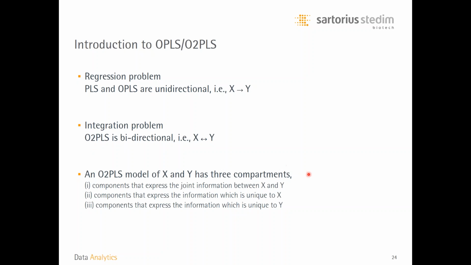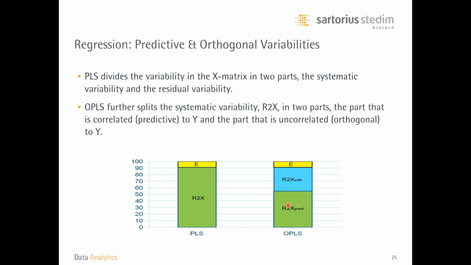This bidirectionality means that you will have a model of three compartments. You will have components that express the information overlap, which we would call the joint information. You will have components that express the information that is unique to X, and components that express the information that is unique to Y. So once again, a little recap of PLS and OPLS, the regression problem.